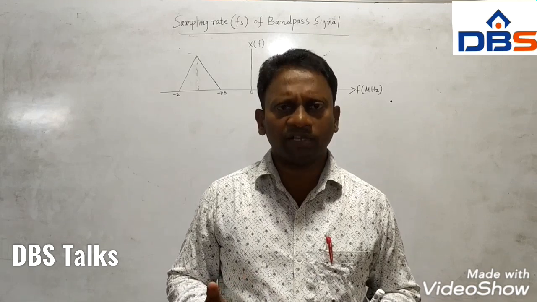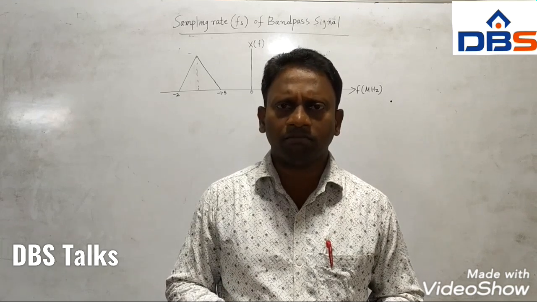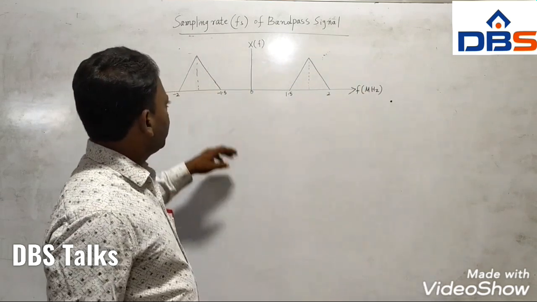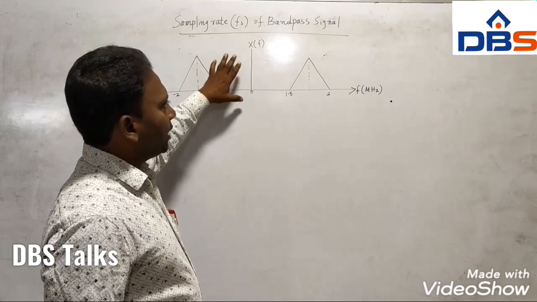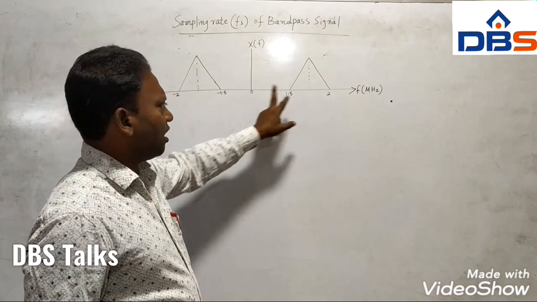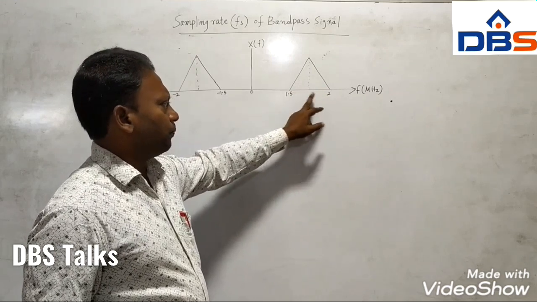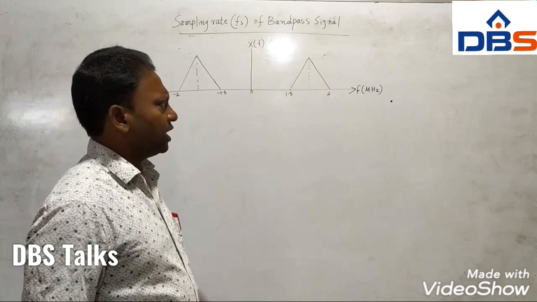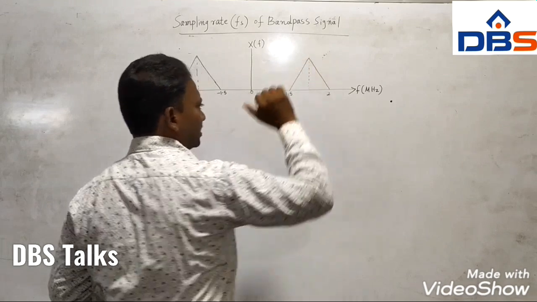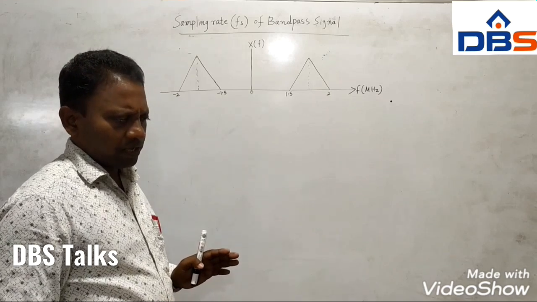Now there is a little bit of difference in the sampling rate conversion of a band pass signal. Definitely it is different. If you see, this is a band pass signal which is centered about some frequency, not 0. If you want to find the center frequency, you can take 2 plus 1.5 divided by 2. Now if you want to sample this, just now we have seen how to convert the sampling rate of a band pass signal.